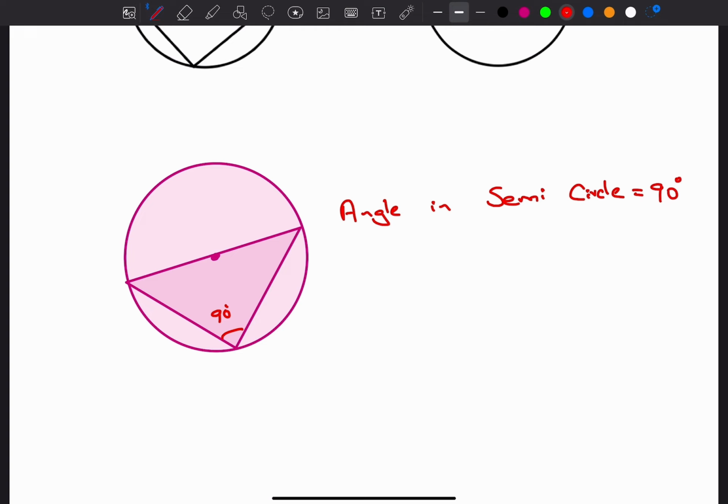So that is your theorem number 1. This is what you write, because remember, these questions are going to be 3-4 mark questions. They're going to say give reasons, and this would be the first reason. Okay, let's do some questions on this.